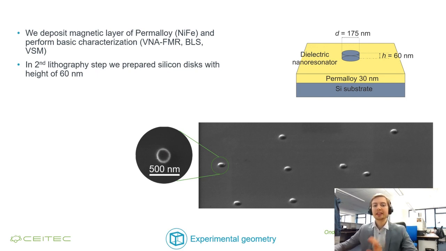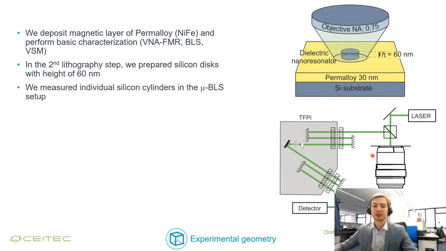So here is the SEM image with the detail of an individual nanodisc. After that, we took the sample and put it into our micro-BLS setup, where we used green laser light focused by an objective lens with high numerical aperture. So we integrate over a lot of angles of incidence and then analyze the backscattered light in the tandem Fabry-Perot interferometer and detect it with a single photon counter.